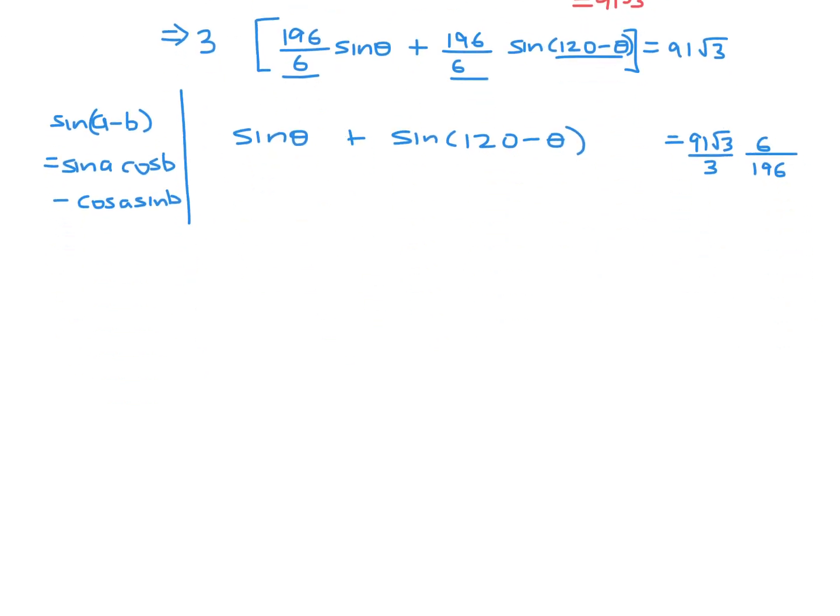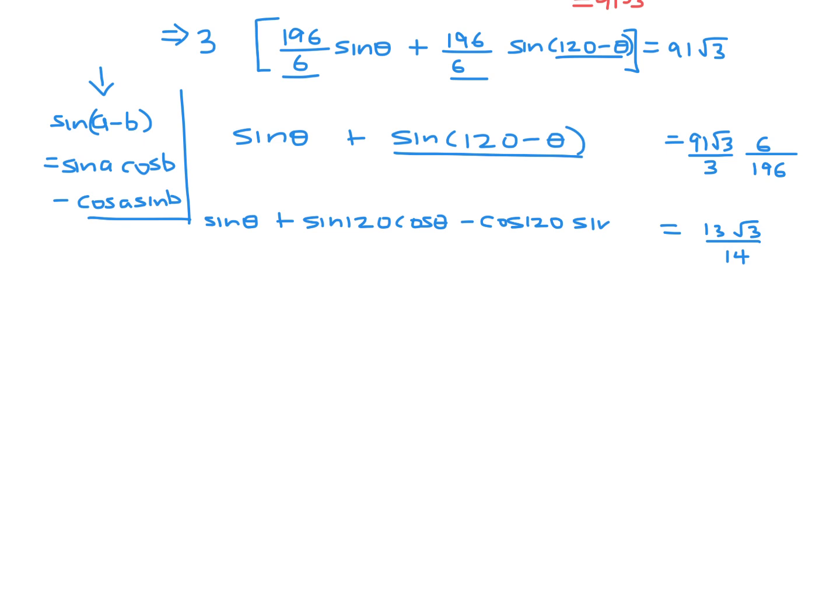Okay. Now we can use the trig identity. So this one, when you crunch out the numbers, it's 13 root 3 over 14. And then the sine of theta, we're going to leave that alone for now. And then on this guy, we have to apply this trig identity. So sine of 120 cos theta minus the cos of 120 sine theta. Got it? So sine of theta plus root 3 over 2 cos theta minus 1/2 sine theta.